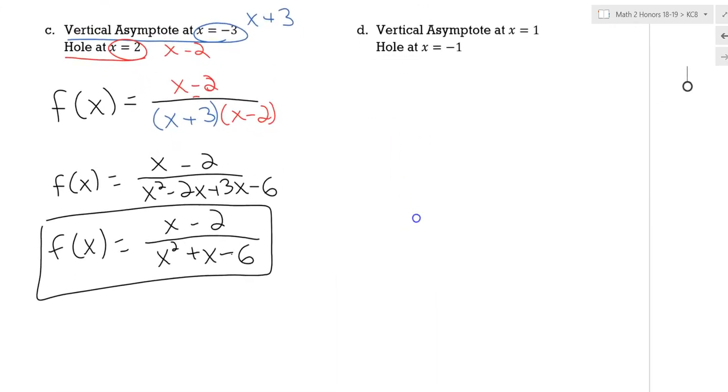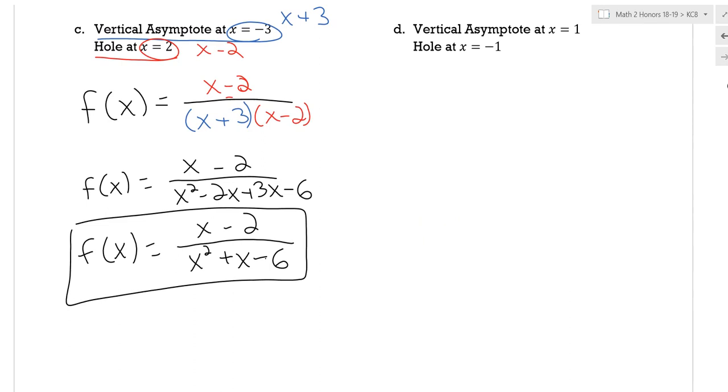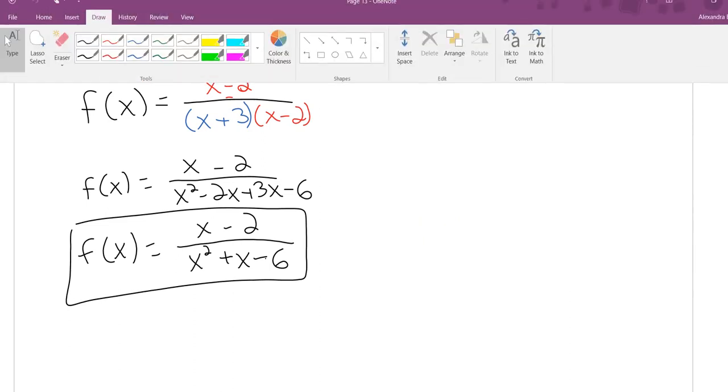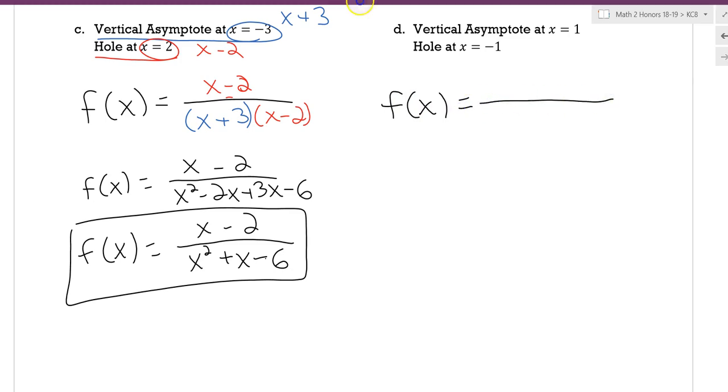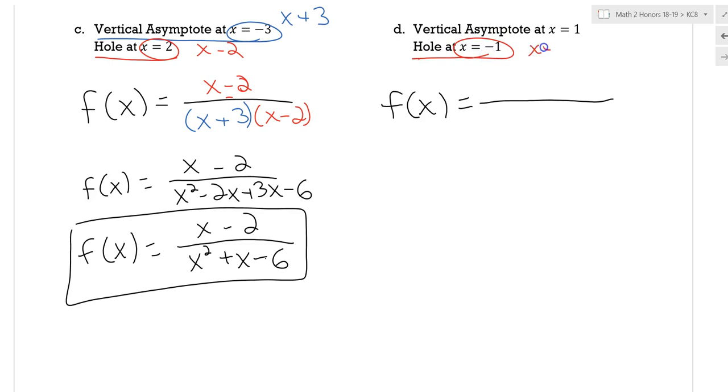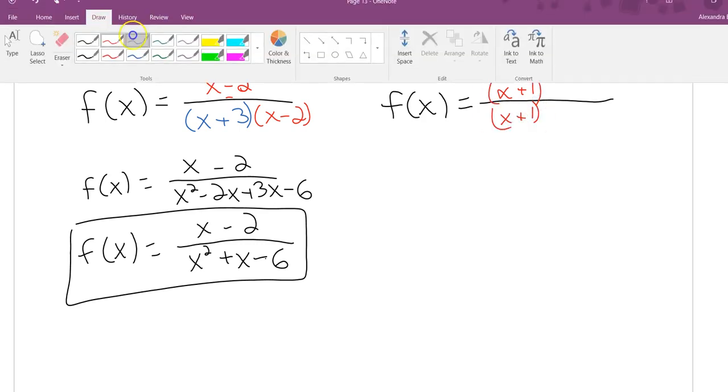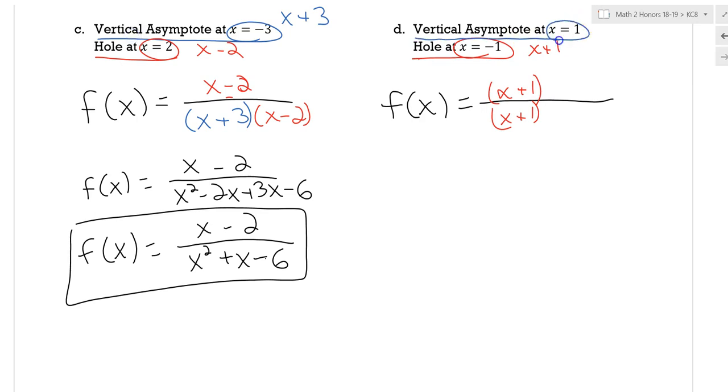All right, last problem. This one's nice and short. Our vertical asymptote is at x equals 1, and our hole is at x equals -1. So again, f of x equals a fraction bar. Hole is at x equals -1, that's x plus 1, so that goes in both. Vertical asymptote is at x equals 1, so that's x minus 1. So that goes there.